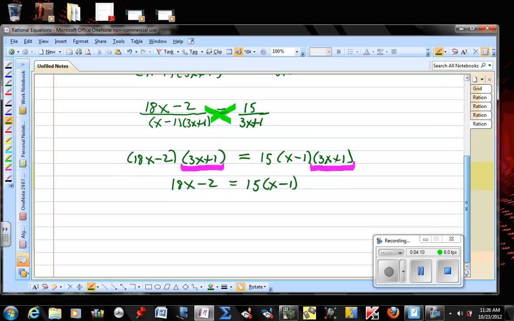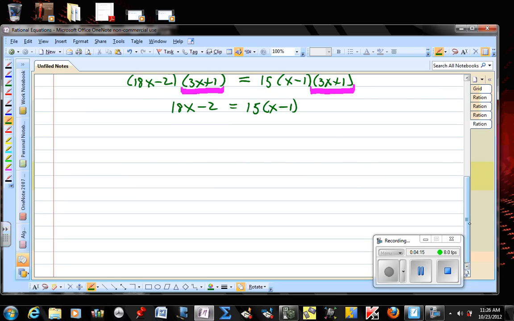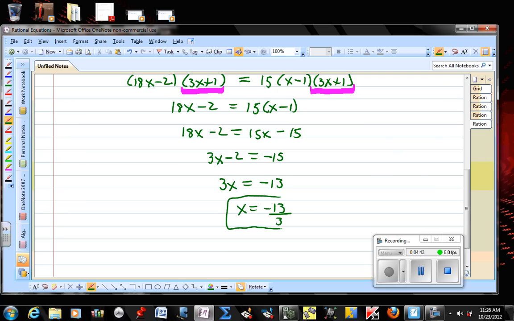Now, finally, after all these steps, we have a problem that looks a little bit simpler. Let's distribute. I'm going to get 15x minus 15 on the right side. And now, let's subtract 15x from both sides. Now let's add 2 to both sides. And we'll divide by 3. X is equal to negative 13 thirds.